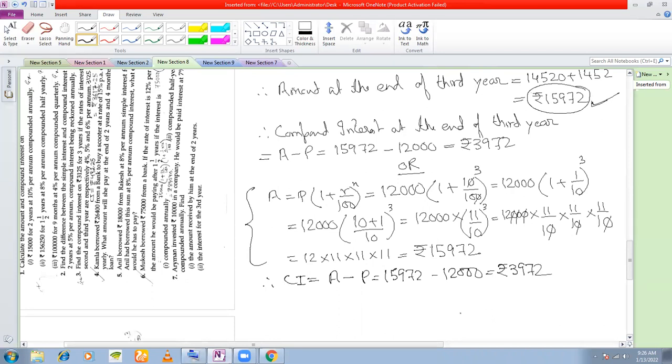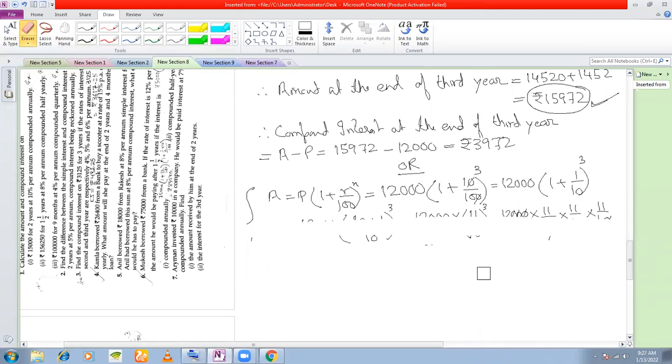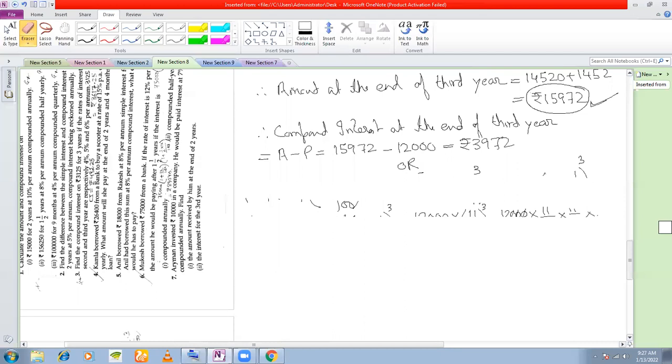Okay. The simple interest formula takes a longer time to calculate, and the compound interest formula you can do in 2 lines. Okay. So let's do another sum. It's number 6 now.